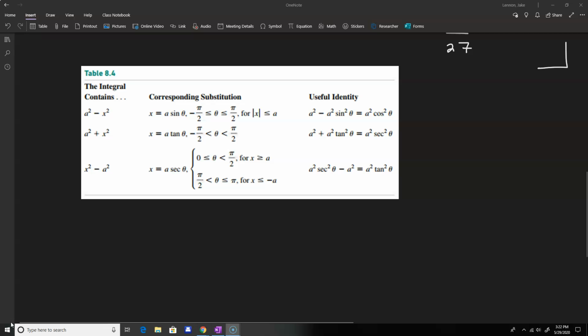A squared minus a squared sine squared theta equals a squared cosine squared theta. So that's exactly what ended up happening. We replaced 9 minus 9 sine squared theta by 9 cosine squared theta. So we see there are 2 other versions of the Pythagorean identity, and that's where these 2 other versions of the integral are coming from. And you can basically recognize it if we have an a squared plus x squared and an x squared minus a squared.